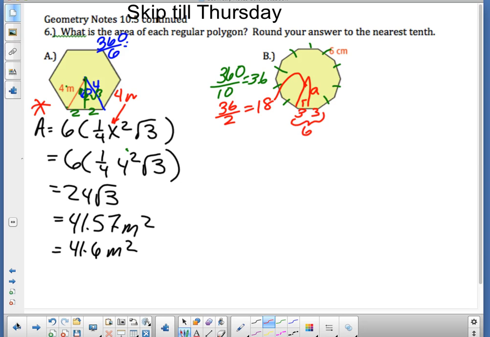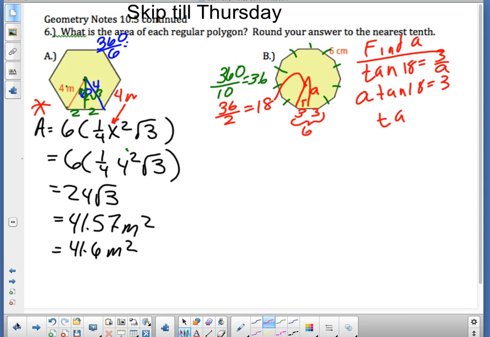I now can use sine, cosine, and tangent. In this particular case, specifically, I'm using tangent. So I'm going to use tangent to find A. Tangent of 18 is equal to 3 over A. A tan of 18 equals 3, so A is equal to 3 divided by the tangent of 18. Hey man, I got A.